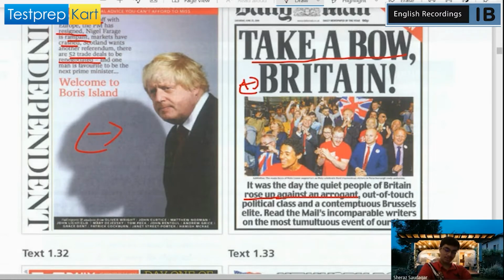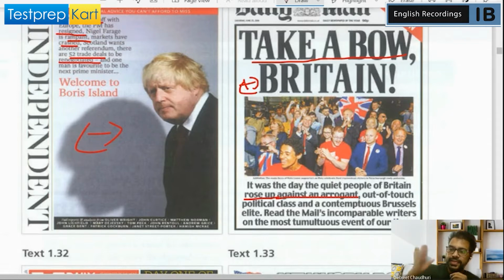I'm not sure what that means. Tumultuous means tumbling, like a wave. So things that change society. Tumultuous events means events that lead to change. Okay, so this is a change, right? Britain going out of the European Union is a huge change.